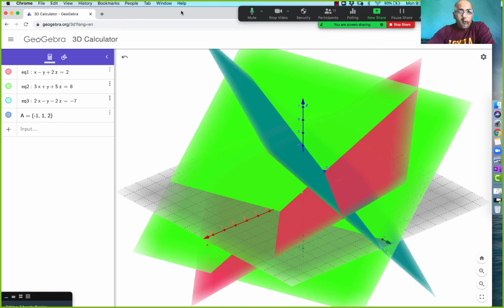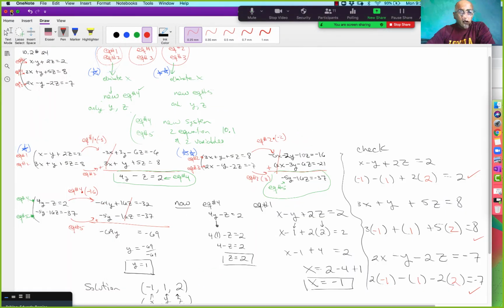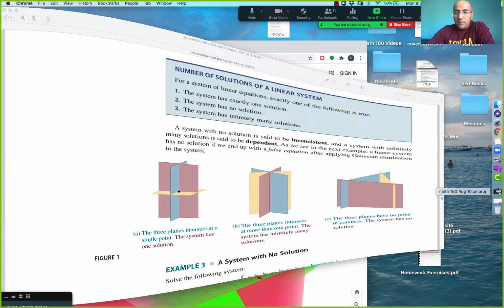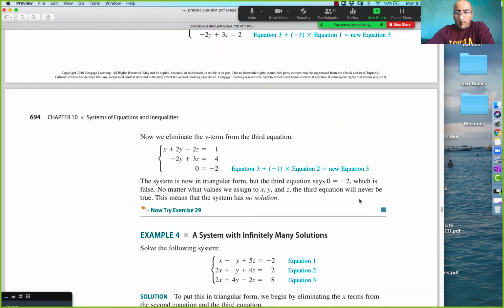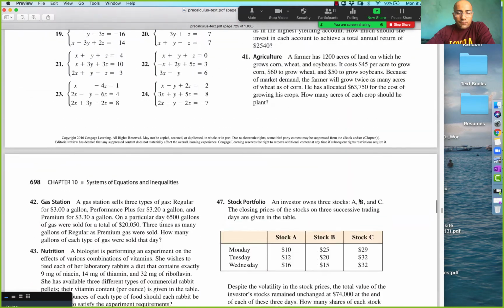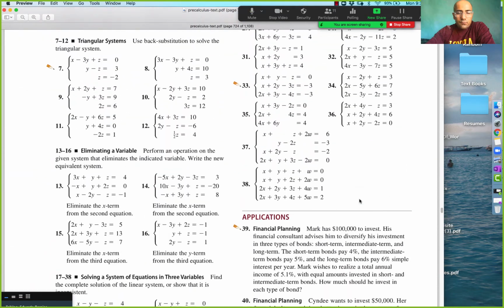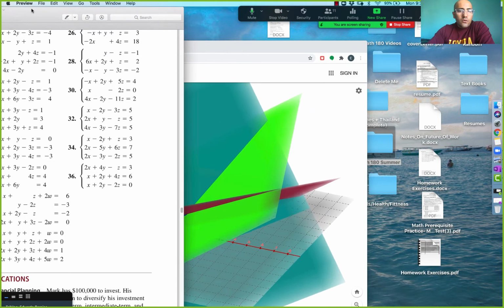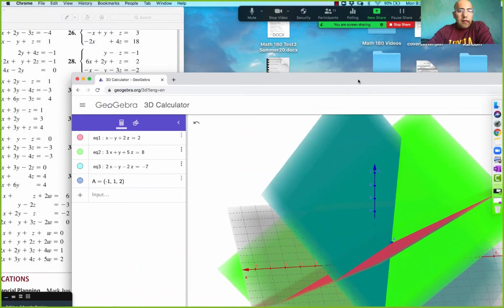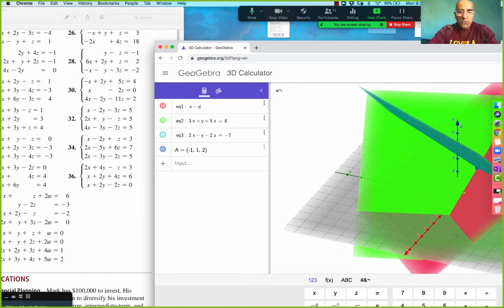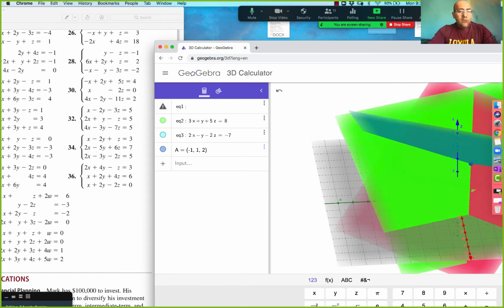Okay, let's play around with some of the other equations in your book. Type them in here and see what we get. Let's just pick one of these and see what happens. So we can very easily tell from graphing it if it's going to have a solution or not. Infinite solutions, no solutions, one solution. So let's take number 36, for example.